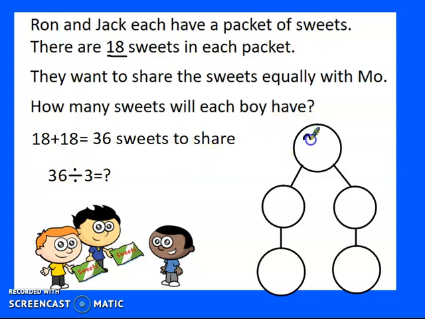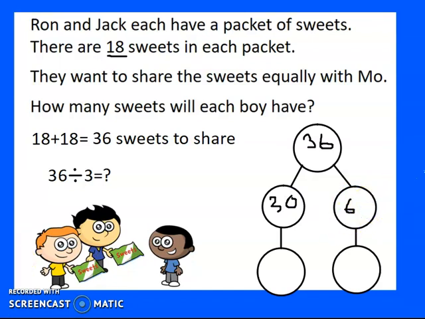So we have 36 sweets and we are dividing the sweets by 3. So how can we partition? We can have 30 on one side and 6 on the other. Oh, not 60, silly me, just 6.